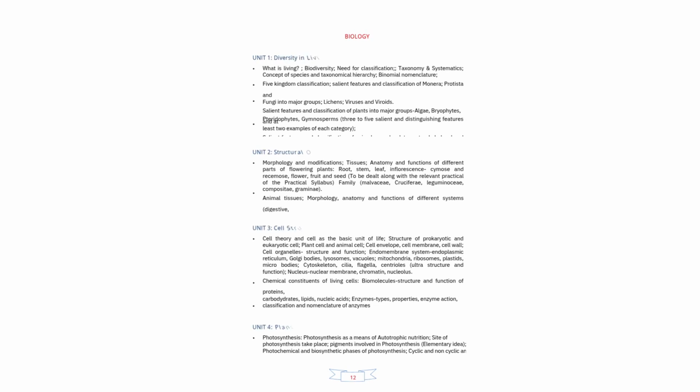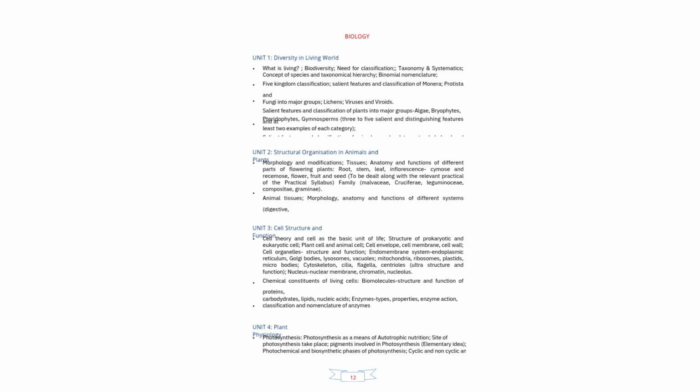Biology. Unit 1. Diversity in living world. What is living? Biodiversity. Need for classification, taxonomy and systematics, concept of species and taxonomical hierarchy, binomial nomenclature, five-kingdom classification, salient features and classification of Monera, Protista and fungi into major groups, lichens, viruses and viroids.